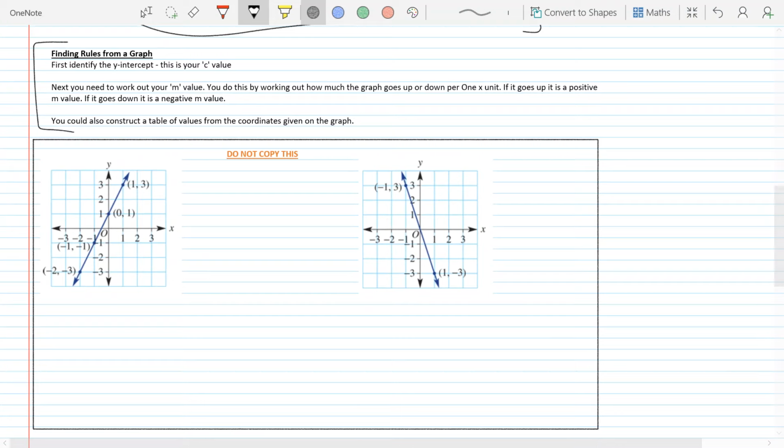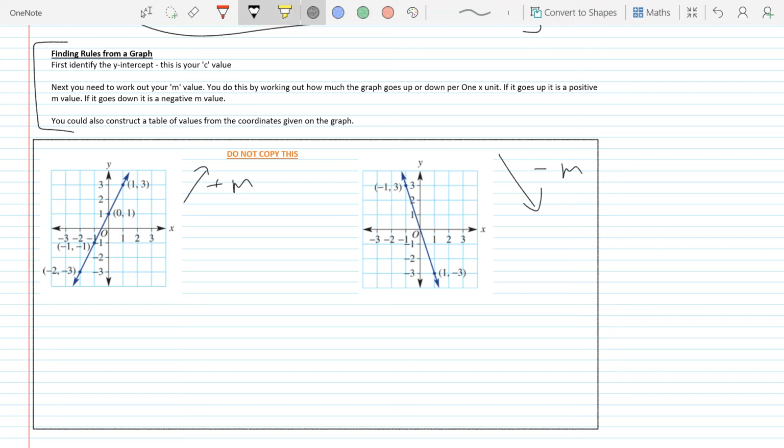From here, the important thing to understand is where the line is going up. So here we've got the line going up here. We read it from left to right. And over here on this side here, we've got the line going down. Okay, so generally we're going to have a positive m here and a negative m value here.